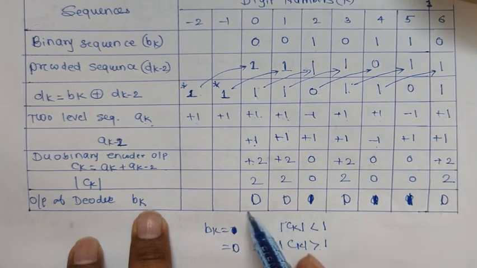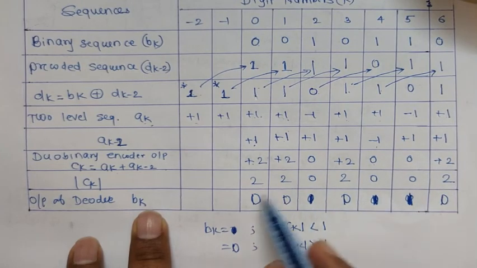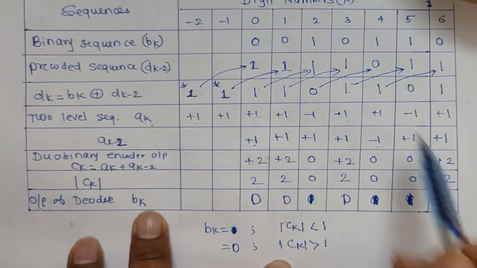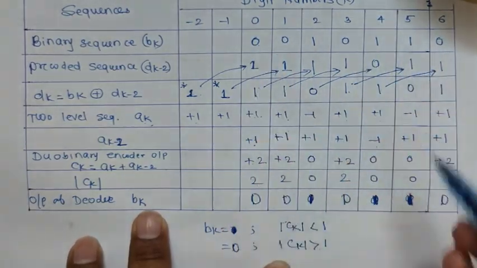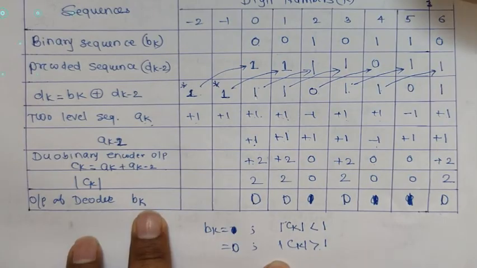This is how we get our original sequence, the decoded one, 0010110. You can see it is the same sequence that we actually gave as input. So this is how we have decoded the original sequence.